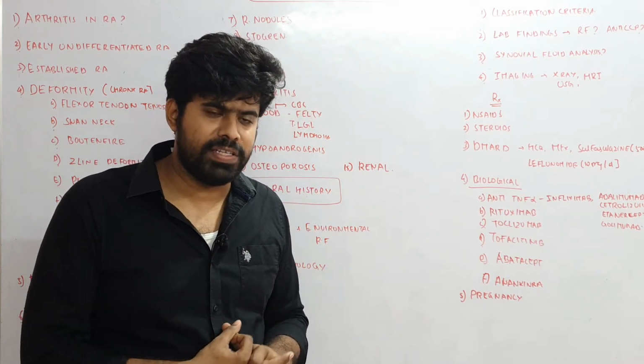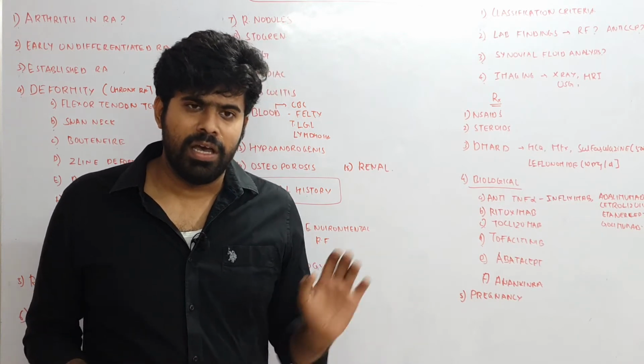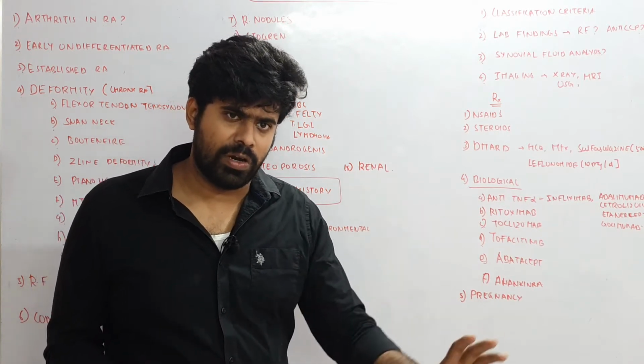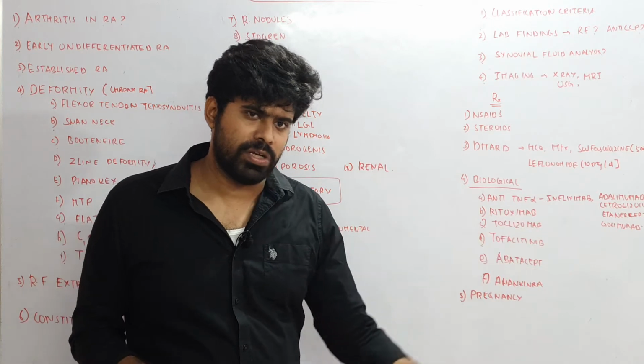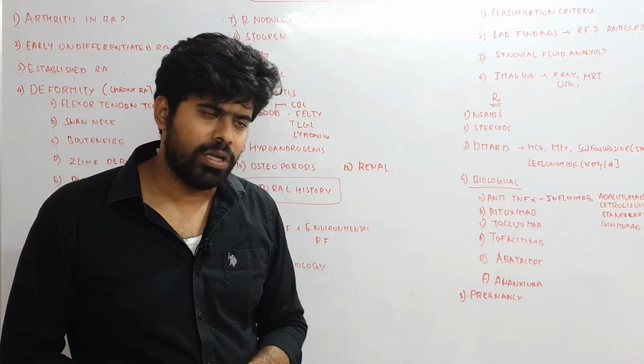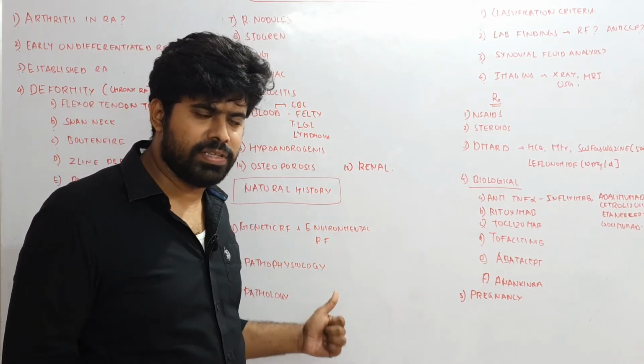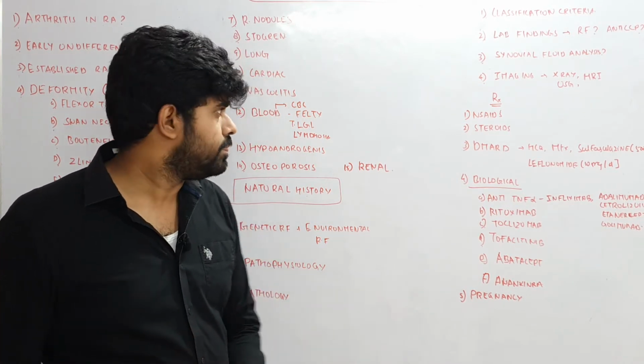And there will be evidence of periarticular osteopenia. This periarticular osteopenia is because of the activation of the osteoclast and osteoclast-mediated resorption. These osteoclasts are located at the junction between the pannus and the underlying bone. So this is the basic pathology that is seen in patients with rheumatoid arthritis.